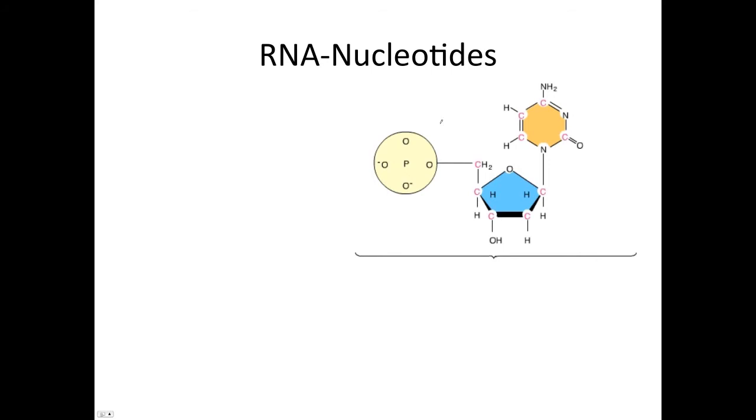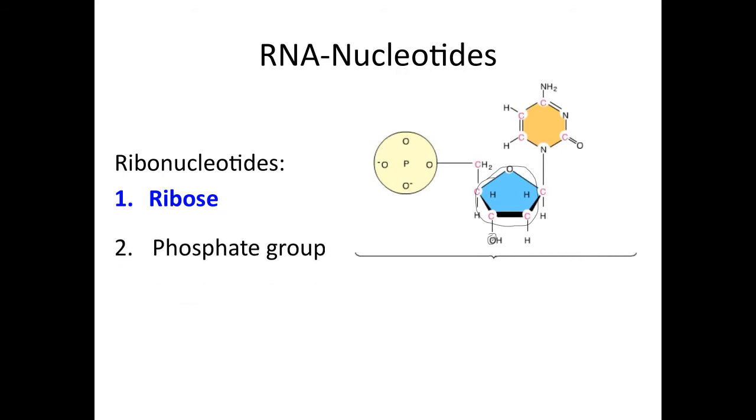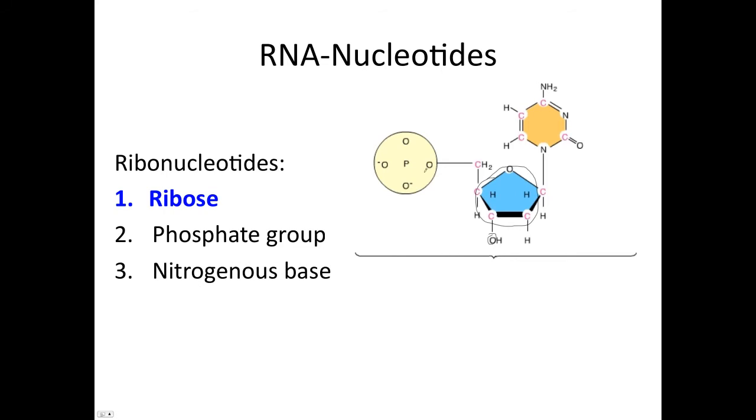Now, RNA is also a nucleotide, but it differs in a few ways. One, instead of having deoxyribose as its sugar, it has a ribose sugar. That just means that it has an oxygen right here, and DNA doesn't have an oxygen right here. It still has a phosphate group like DNA, and it still has nitrogenous bases, but it has one different nitrogenous base. There's still only 4 types of nitrogenous bases.